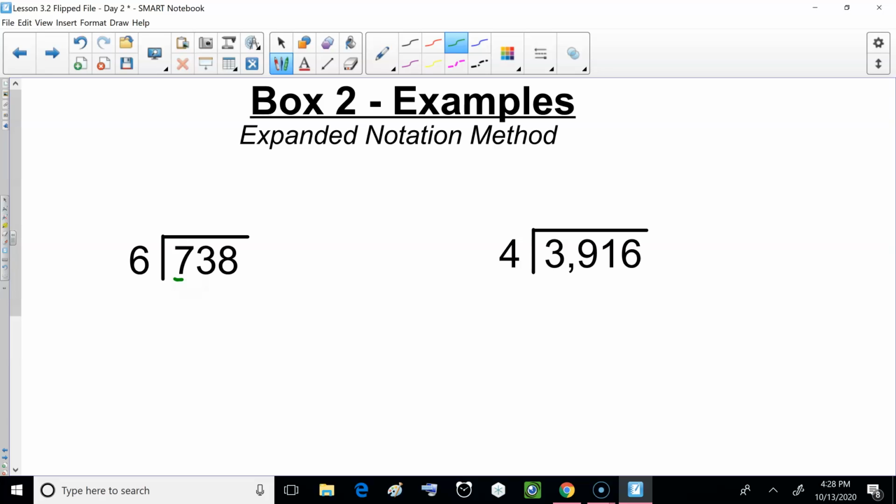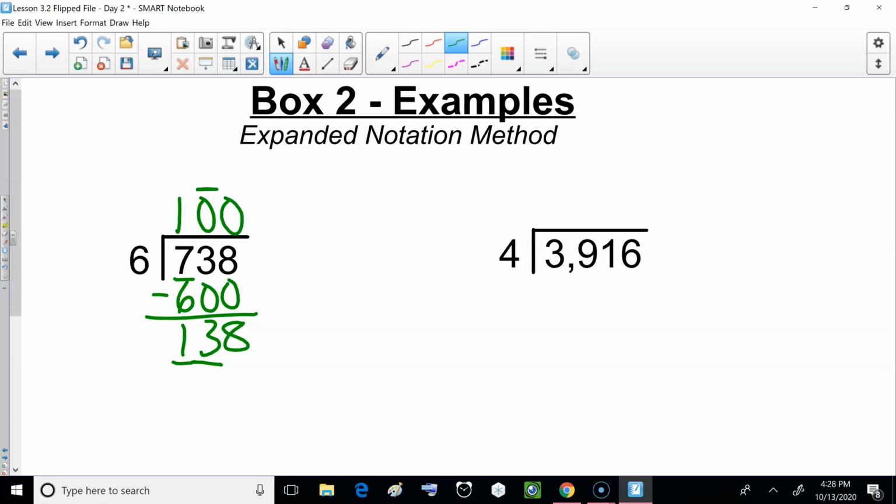Can 6 go into 7? The answer is yes. Well, if I have 7 things and 6 people, they can each get one of them. But instead of writing a 1 here, I would write 100, which would make this 600. When I subtract, I get 138. I look at my 1, 1's less than 6, so I'm good to go. So now I can move to my tens place value, which would mean I change in my 100 for tens, and I would get 13 tens.